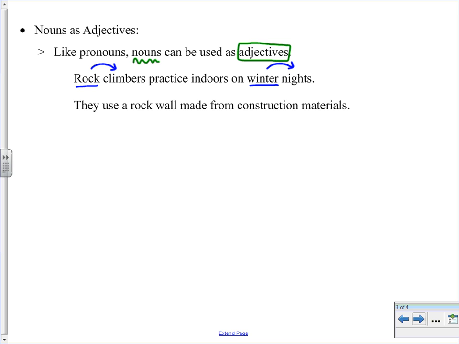The next one, they use a rock wall made from construction materials. Rock, again, thing, modifies wall. Construction, also a noun. In this case, modifies materials.